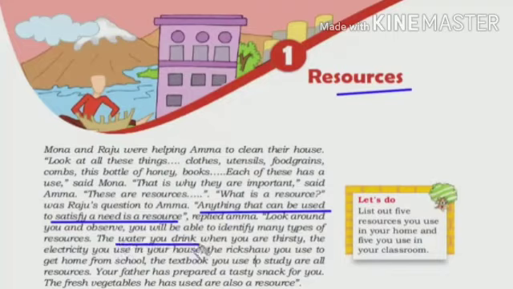The water you drink when thirsty, that's a resource. Water is a resource. And then electricity that we use in a house, it is a resource. And again, the way we use transportation, a rickshaw, to get home from school or anywhere, that is again a resource. So this is all that we are going to study in this chapter.